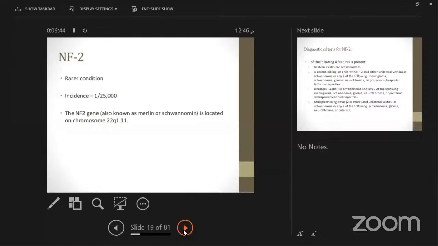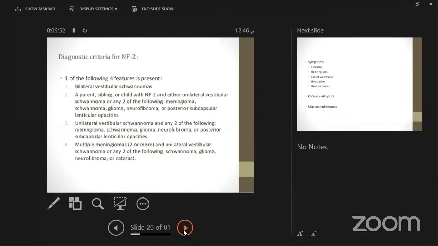Neurofibromatosis type 2 is a rare condition. It's located on chromosome 22. The gene is known as Merlin or Schwannomin. The diagnostic criteria for type 2 neurofibromatosis: one of the following 4 features is present.